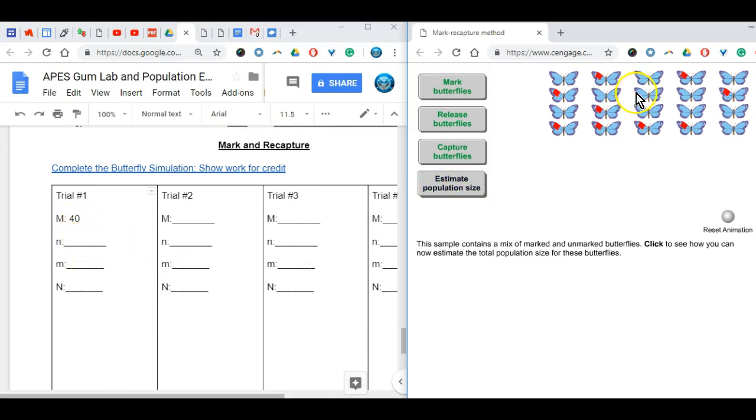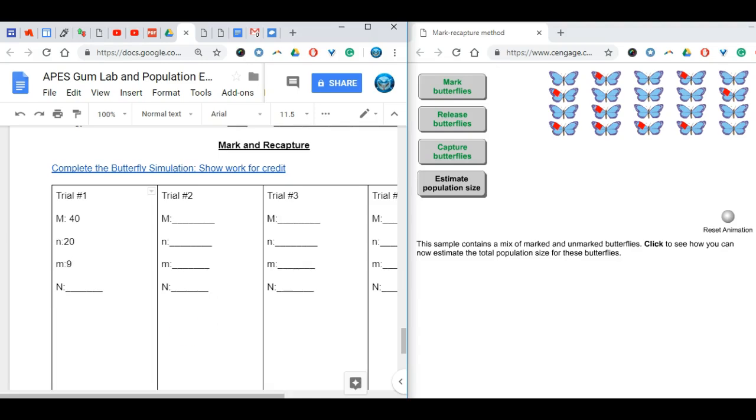So, little n, how many did I capture the second time? Well, 1, 2, 3, 4, 5, 1, 2, 3, 4. That means I went out and captured 20 of them. Now, how many of those 20 were marked? 1, 2, 3, 4, 5, 6, 7, 8, 9. 9 of them were marked.